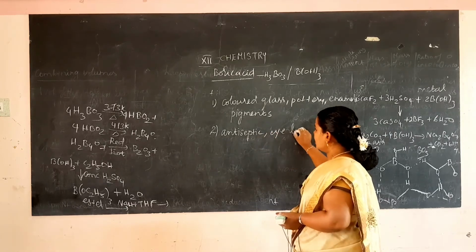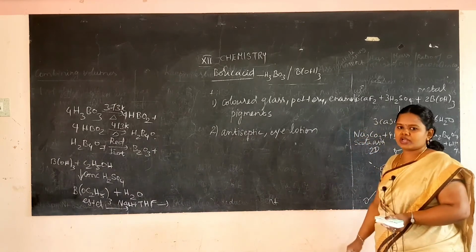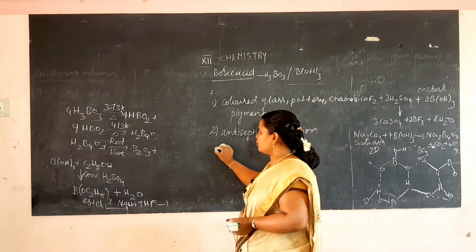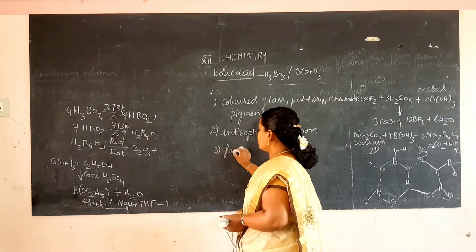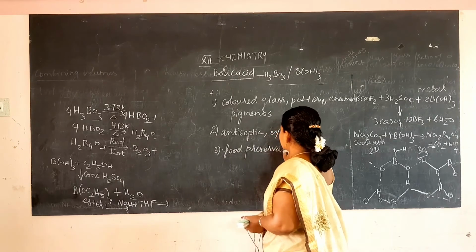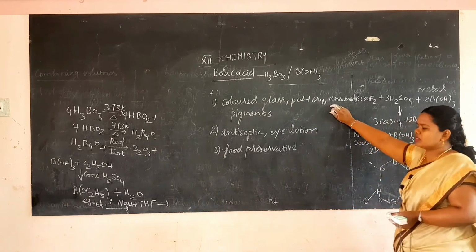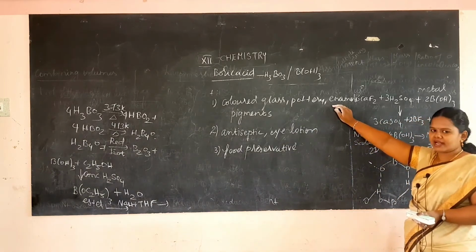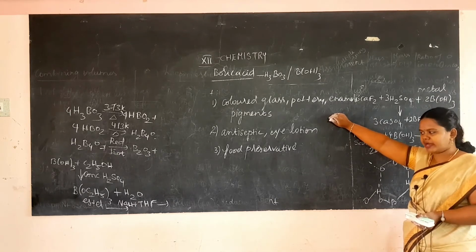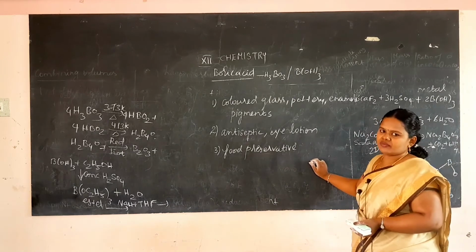For eye problems it is used in eye lotion, and it is also used as a food preservative. To preserve food items, we use this boric acid. So what are the uses of boric acid? It is used in colored glass, pottery, enamels, paints, pigments. Then it is used to prepare antiseptic and eye lotion. Then it is used as a food preservative also.